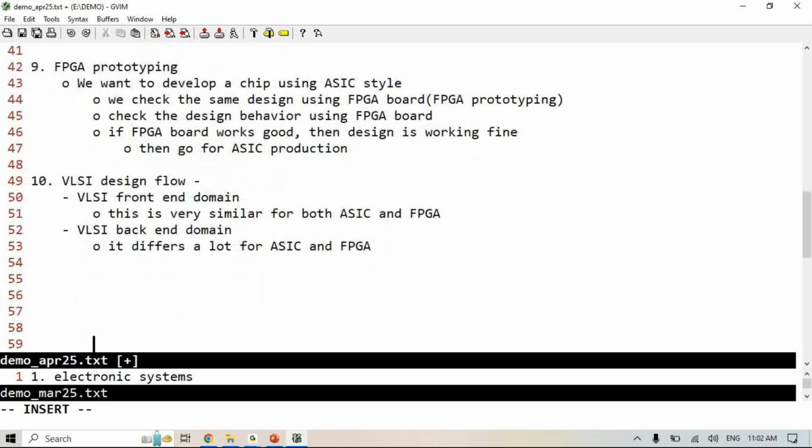So where do they differ? You understood? Now, what is pending for us to understand is what is the front end domain, and what is the back end domain. So let us discuss that after the break.